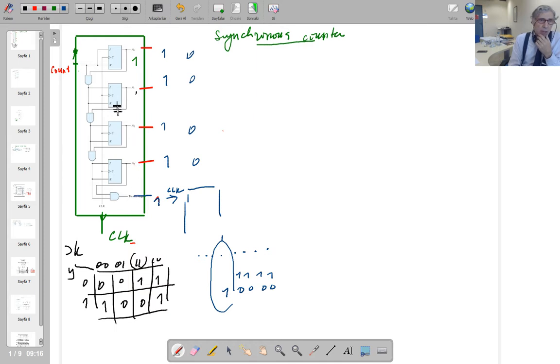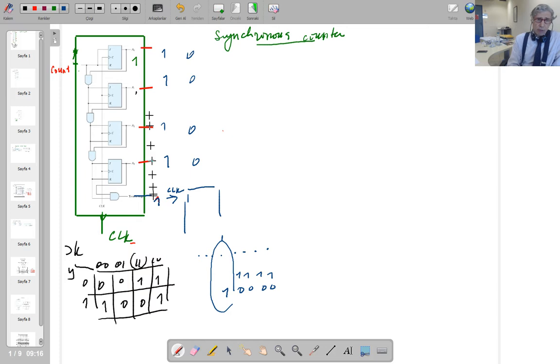Now let's examine how this counts. You could do the design of it by using the classical design method that we have already examined, because this is synchronous. But you don't have to do this design here because this is available as an integrated circuit. We are going to examine how this runs. Does it do the counting or not? That is analysis.